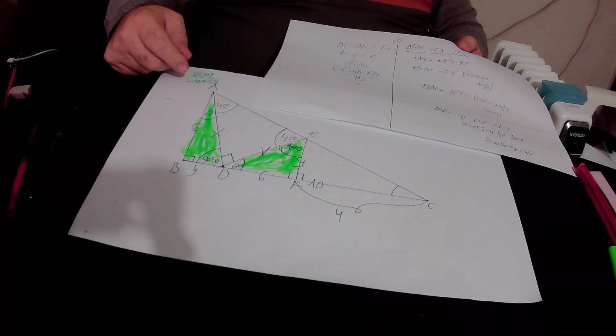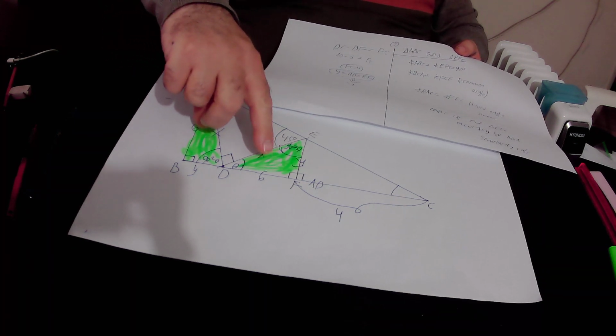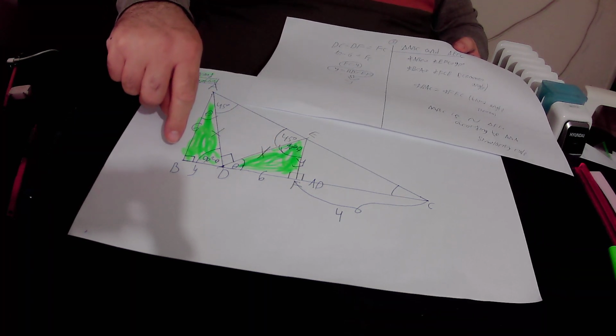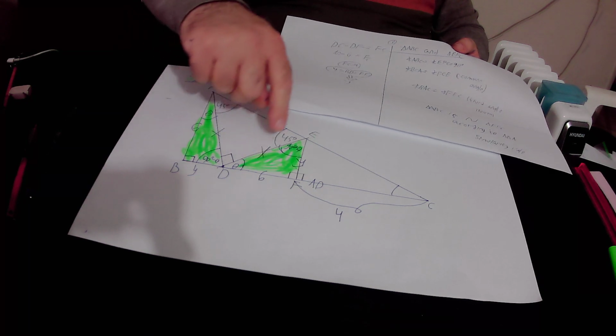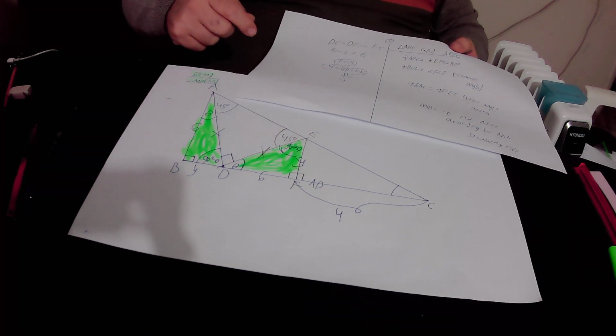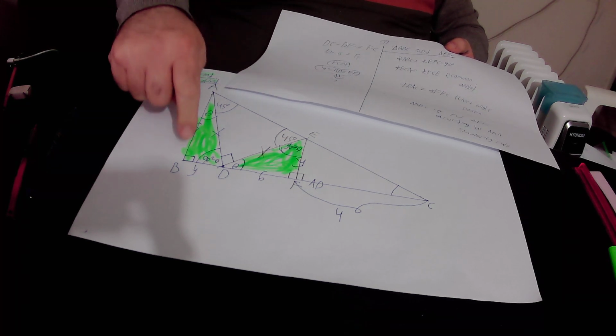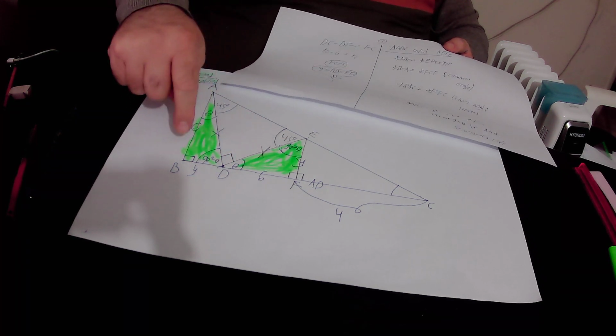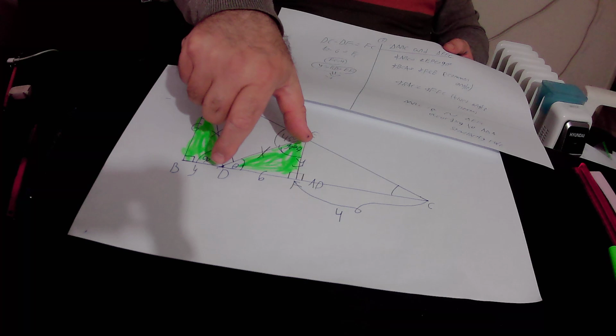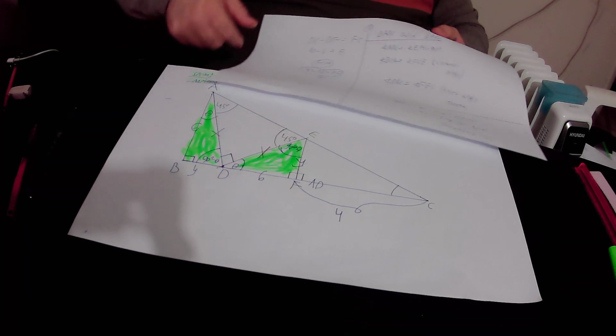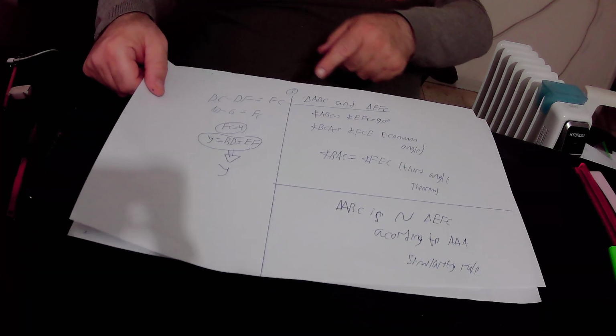Then, because those two green triangles are congruent, we conclude that BD equals EF, according to the rule that corresponding sides in congruent triangles are equal to each other. We define BD as Y, and because those two sides are equal, EF will also be equal to Y.